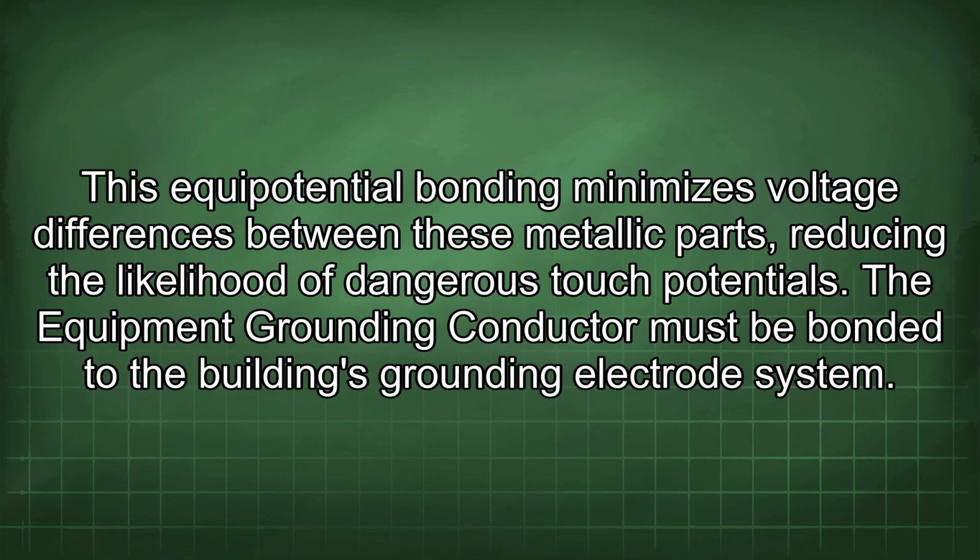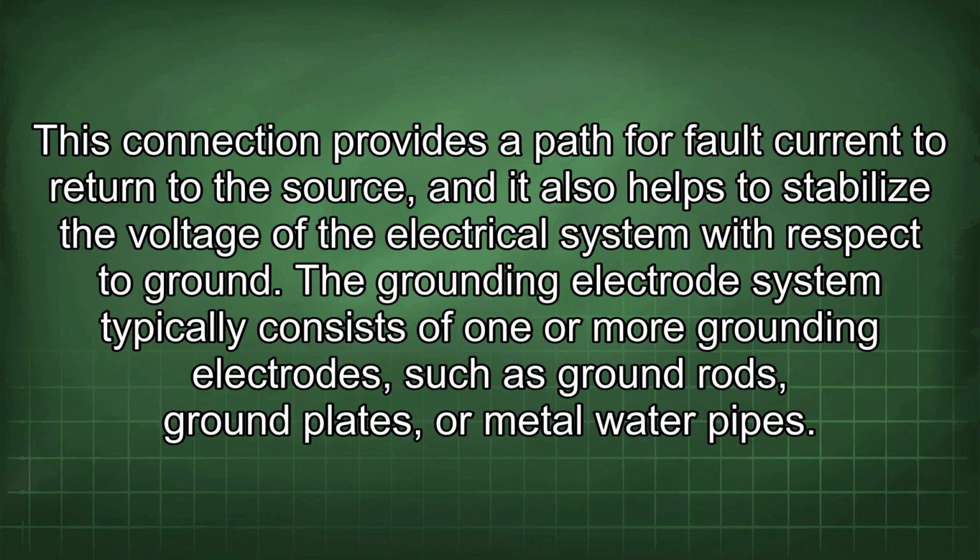The equipment grounding conductor must be bonded to the building's grounding electrode system. This connection provides a path for fault current to return to the source, and it also helps to stabilize the voltage of the electrical system with respect to ground.